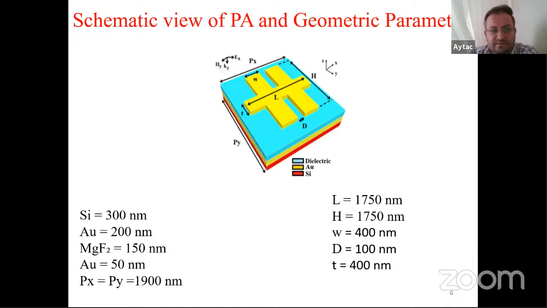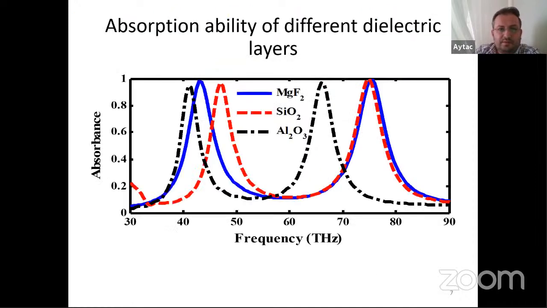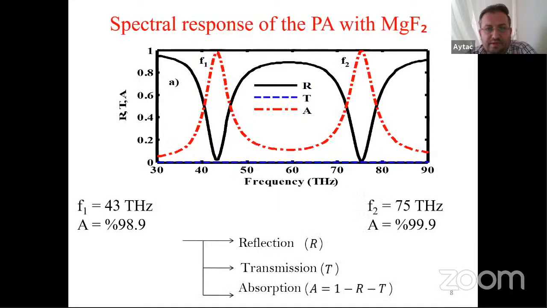We can see the geometrical parameters: silicon substrate, gold film, magnesium fluoride, and gold nanoparticle at the top, and the other geometrical parameters of this H model. We can change the dielectric spacer for 3 different layers, and by using magnesium fluoride, silicon dioxide, or aluminum trioxide, we can also get 2 resonance frequencies, and their absorption rates are also nearly unity. We can analyze the absorption ability of this nanoantenna structure for all the dielectric spacers.